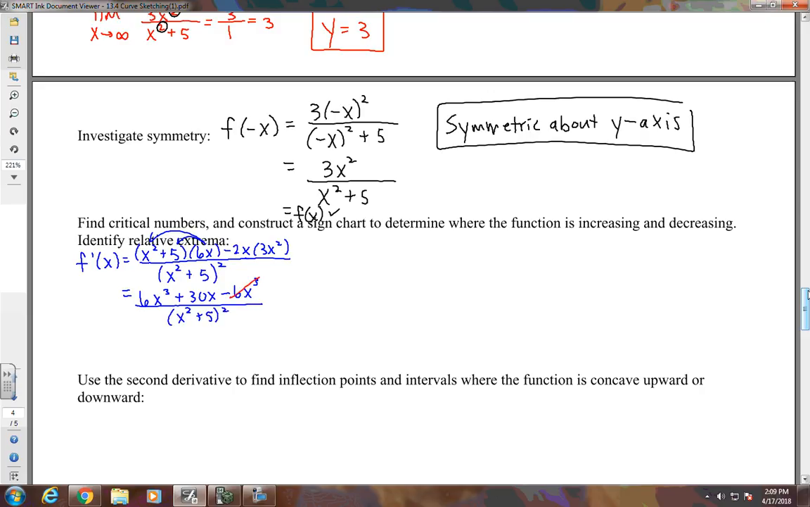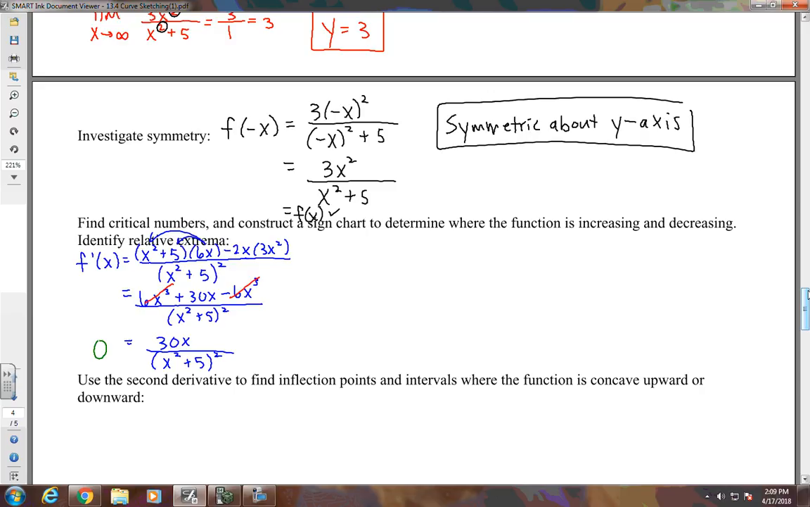So this one cleans up nicely. The derivative then is 30x over (x squared plus 5) quantity squared. Now we want to set our derivative equal to 0. When I set it equal to 0, I have to consider where the numerator is equal to 0 and where the denominator is equal to 0.